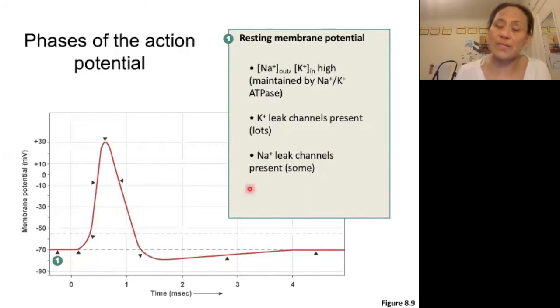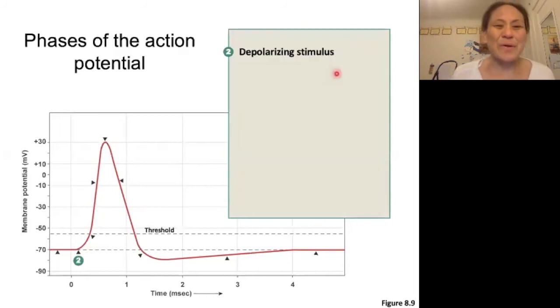And so sodium is going to be able to move a bit towards its equilibrium potential of plus 60 millivolts, okay? Just want to remind you, sodium concentration outside of the cell is very high. Potassium concentration inside of the cell is very high, and that concentration gradient is set up and maintained by the sodium potassium ATPase. All right, so that's the resting membrane potential.